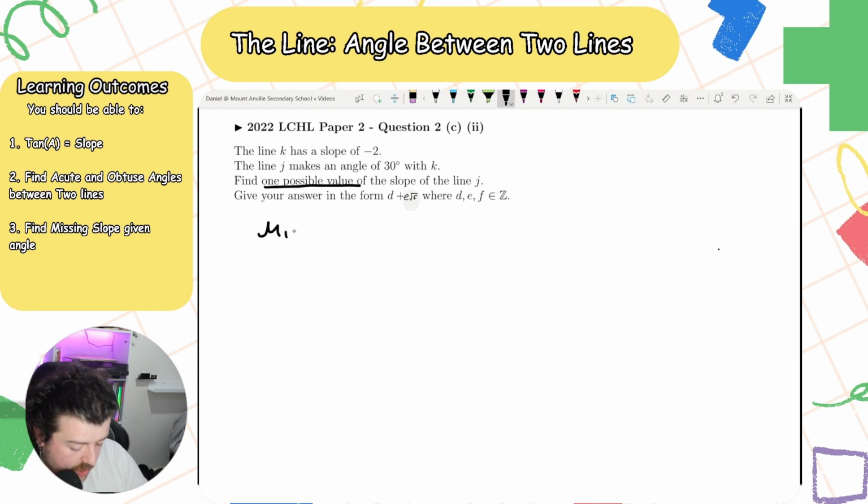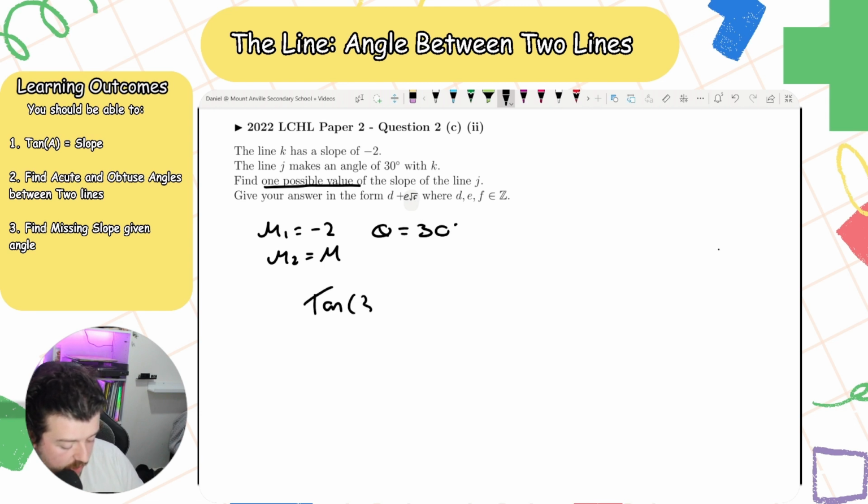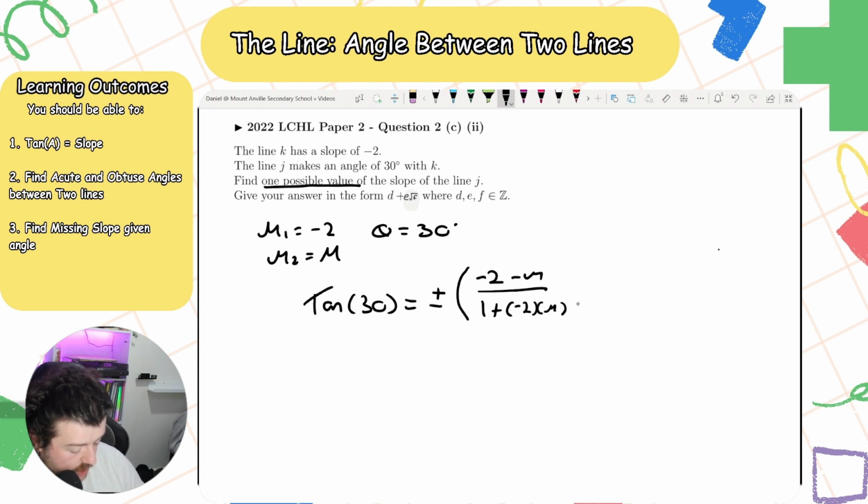So my slope m1 is equal to minus 2. My second slope, I have no idea what it is, so I'm going to say it's m. I know that the angle between them is 30 degrees, and I want it in the form d plus e root f. So I have here tan of 30 is equal to plus or minus m1 minus m2, which is going to be m, all over 1 plus m1 times m2.